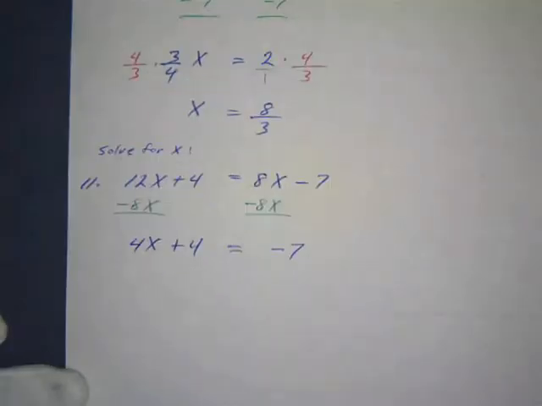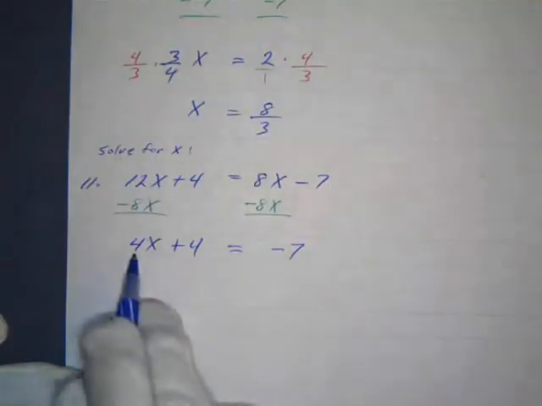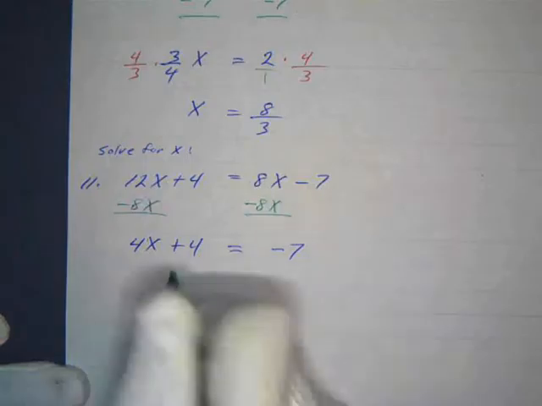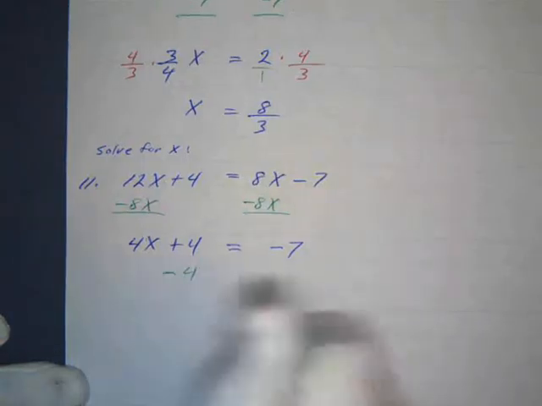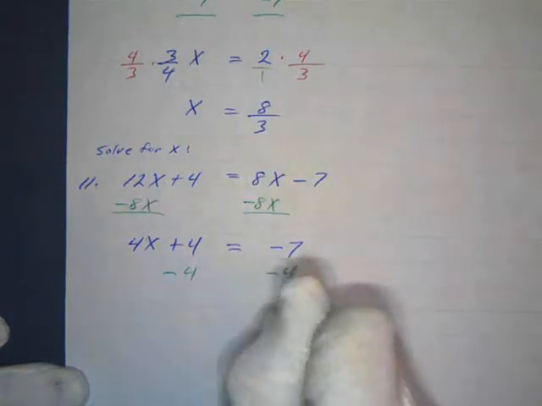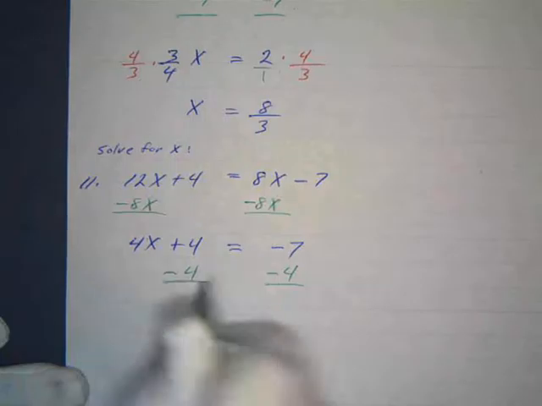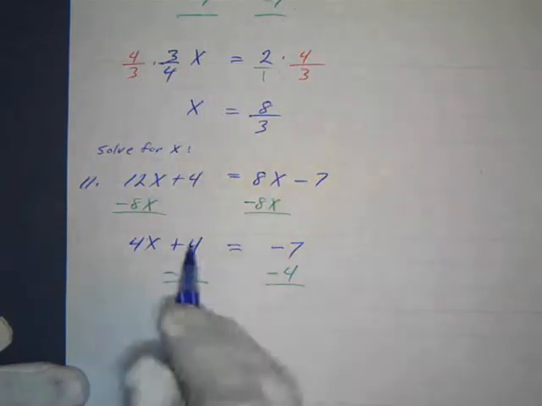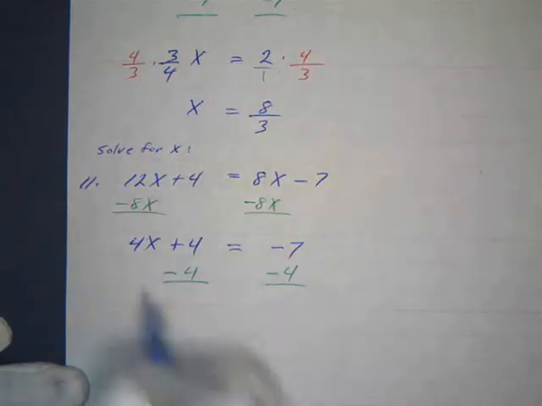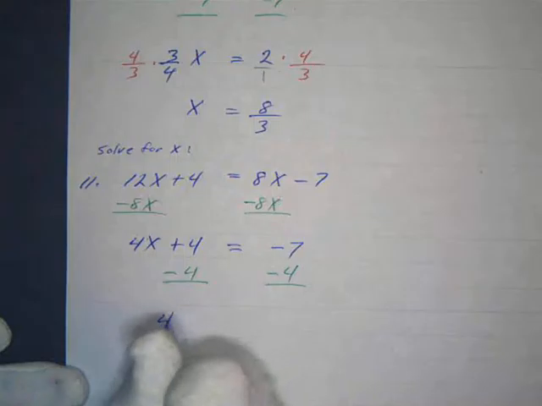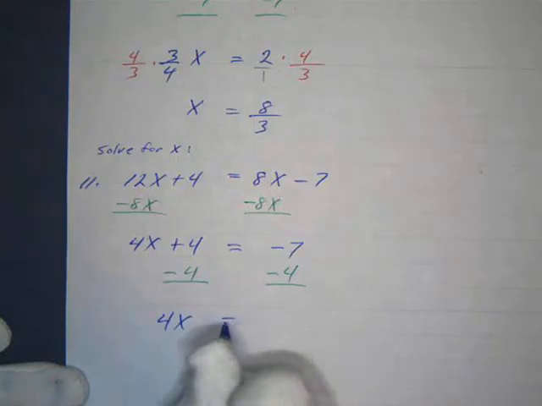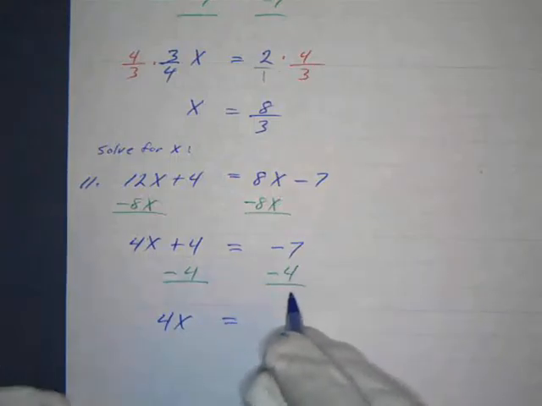So now all I do is subtract 4 from both sides. This 4 is joined by multiplication. This is joined by addition. The opposite of addition is subtraction. So I'll subtract 4 from both sides. And 4 minus 4 is 0. So I've got 4x on the left. And a negative 7 and a negative 4.